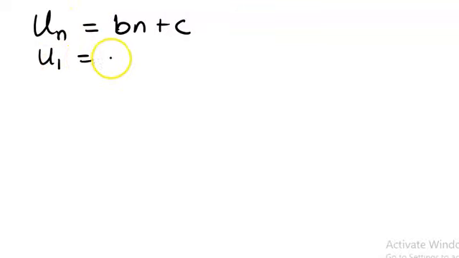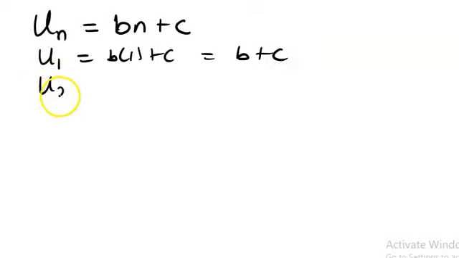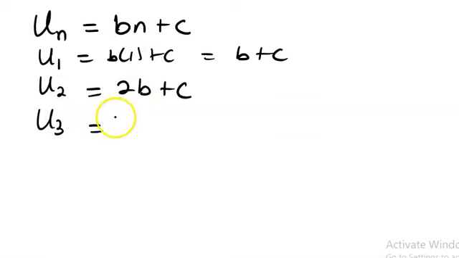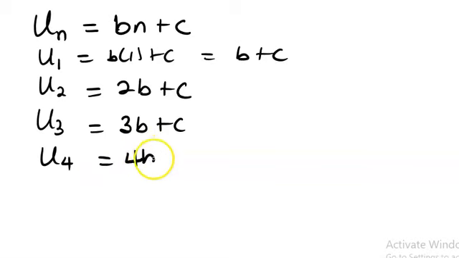Let's see how we generate it. So we are saying that linear pattern is u subscript n equals bn plus c. If you want to find the first term, you put n equal to 1. First term u1 will be b times 1 plus c, which is b plus c. For u2, n is equal to 2, we have 2b plus c. Then the third term u3, put n equal to 3: 3b plus c. The fourth term will be 4b plus c.